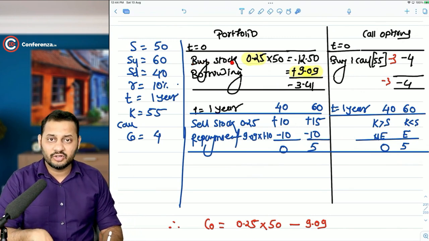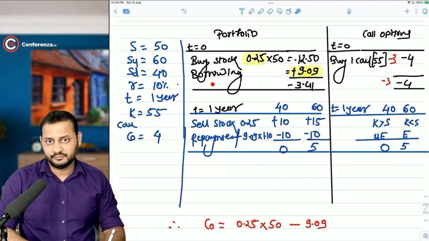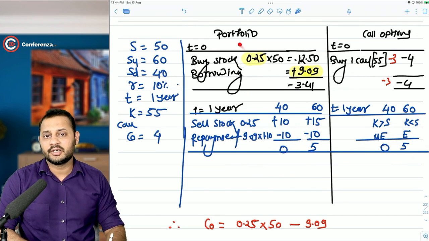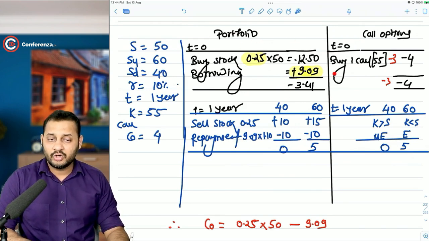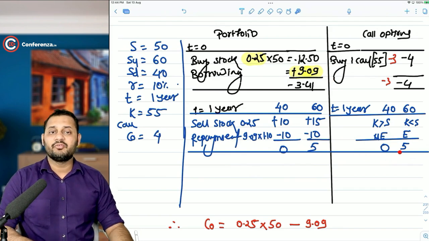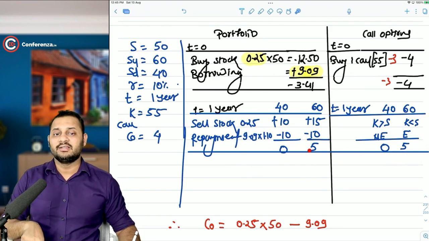You sell the stock and do the investment. Do the exact opposite. Take the opposite position in both the markets. So buy the portfolio and sell the call is a better option. If you sell the call, you will have to make payment of 5 rupees to the buyer of the call option. So this will be your outflow and this is your inflow.